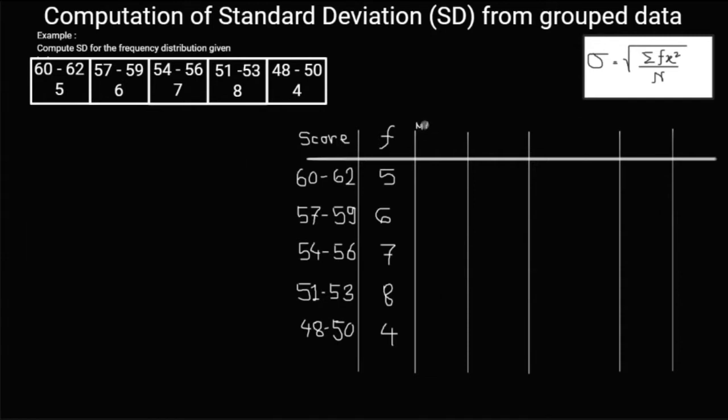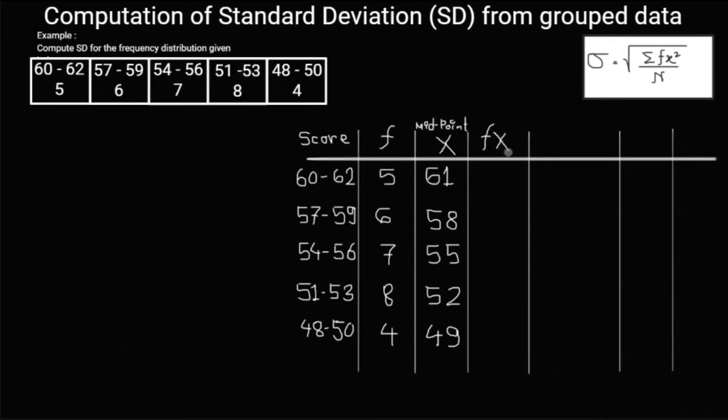The first thing we need to do is calculate the midpoint. So what is the midpoint between the numbers? Basically the midpoint is the average of two numbers. So the formula to calculate the midpoint is UL plus LL divided by 2. If we follow the formula, 60 plus 62 divided by 2 is 61, and 57 plus 59 divided by 2 is 58, and then 55, 52 and 49.